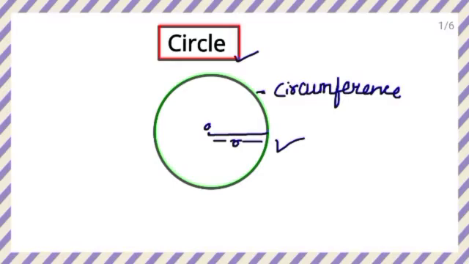Circumference. Now if we meet two points on the circle such that the line passes through the center, that is called the diameter. What will we call this distance? Diameter, and we can denote it by D.